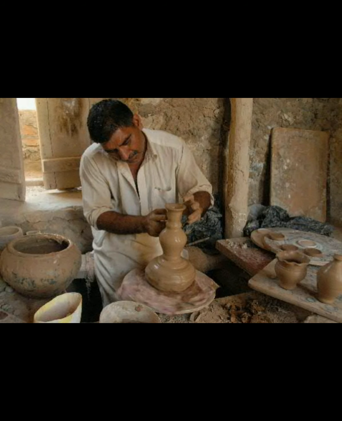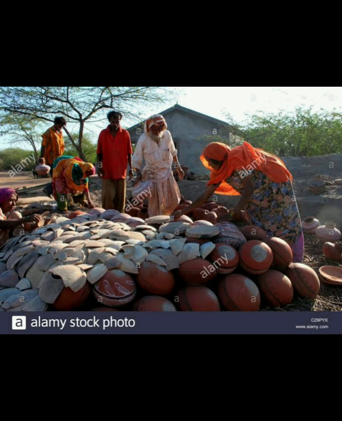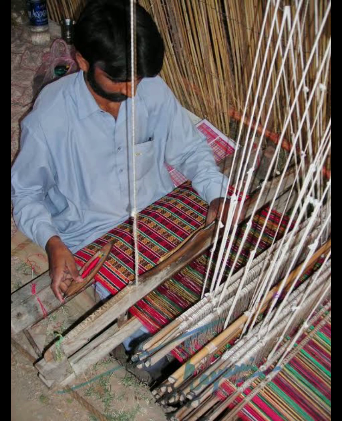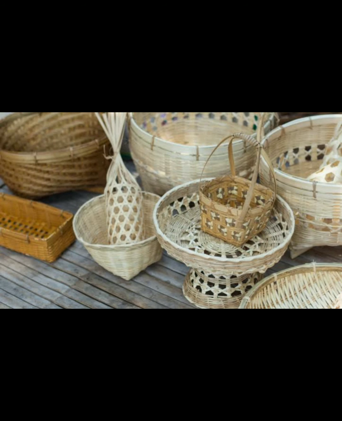Now, the last is cottage industry. When it comes to expenditure, it is small and set up at home or in a small workshop. Equipment used are simple tools and no machines. Labor size is mostly run by the members of the family or very few workers. Examples of cottage industries are weaving cloth like shawls, silk saris, handicrafts, that is handmade toys, baskets, etc.